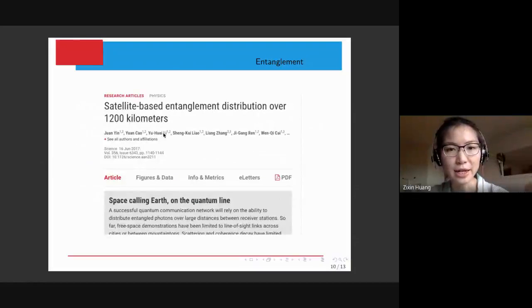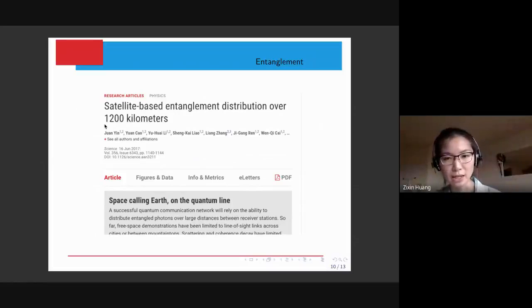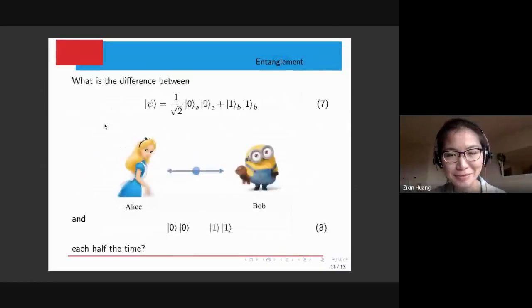This experiment was done in 2015, and there is a satellite again which managed to distribute an entangled state between 2 distant ground stations separated by 1,200 kilometers, and lo and behold, quantum mechanics holds. So we're very happy about the wave function collapsing instantaneously. But if you're not convinced, we can talk about it later.